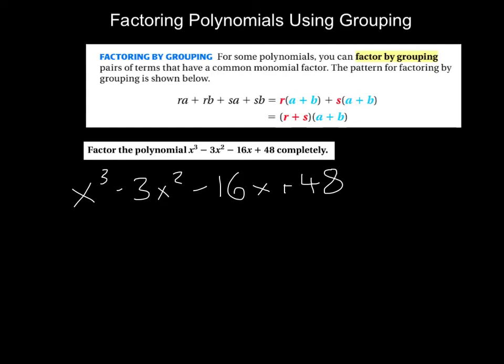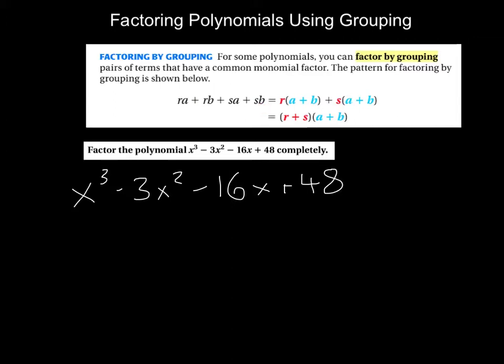Hi everybody. We're going to work with one more form of factoring polynomials here, and this form is called factoring by grouping. Now, this method we can apply only when we're working with polynomials that have four terms. So if we take a look at the example here, we have RA plus RB plus SA plus SB.